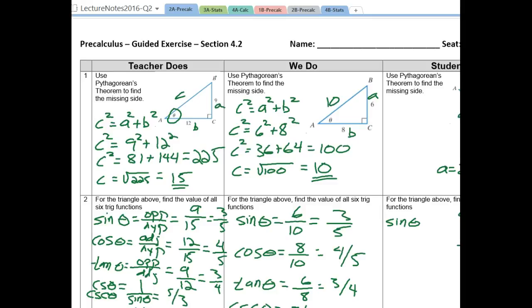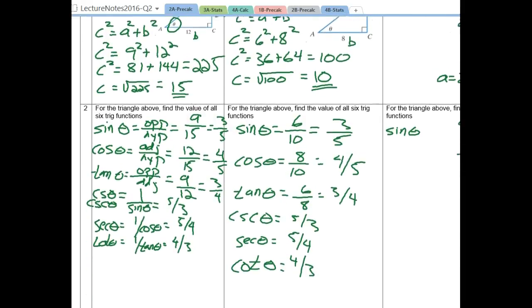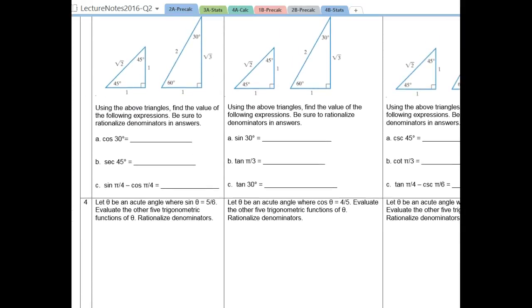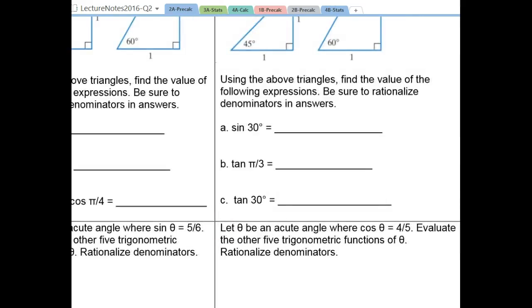What I want you to do is take a look at your guided exercise. I think I handed that out to you last time. We did some of it. I think this is what we completed last time. But I want you to turn on the back page because we did not do those. And I'm going to have you do those now. I'm going to zoom in here a bit.